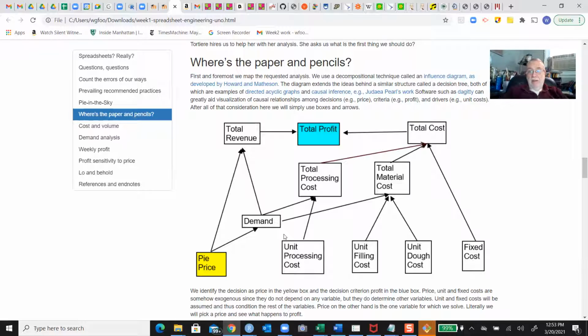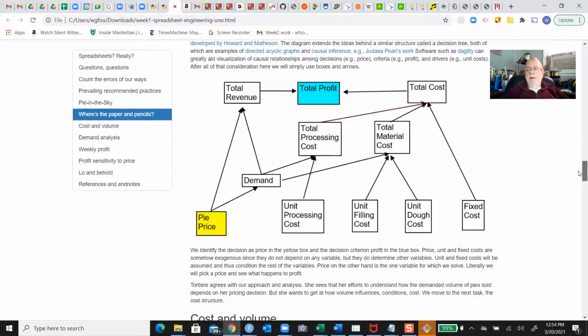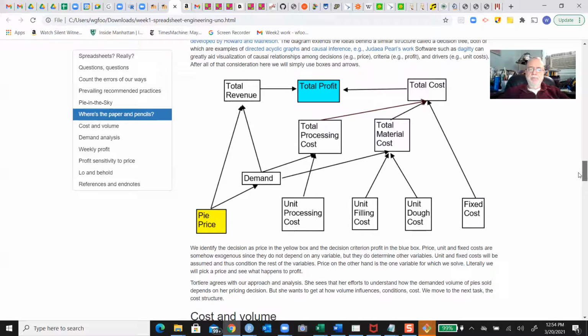I think it's more like this. Okay, I think this is a little bit more useful. This is called an influence diagram. From this, you can build so-called decision trees. There's a whole mathematically based science of this. It's actually called a directed acyclic graph. It's causal relationships. And we're going to use maps like this to help us understand how to build models.